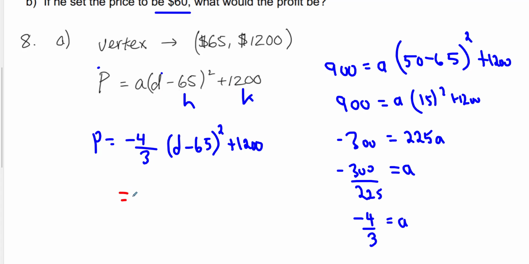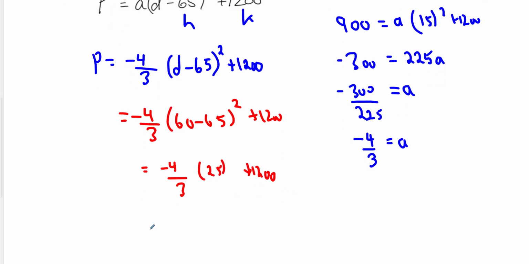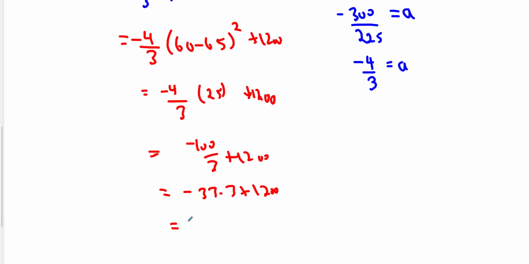And then if you set the price to 60, what would the profit be? You know how to do this now. 60 minus 65 squared plus 1200. That's obviously 5 squared, that's 25. So then just multiply the 25 by A, plus 1200. That's going to be negative 100 over 3, plus 1200. And we know that's negative 33.3 plus 1200. So you should get something like 1166.7, roughly speaking. Okay. All right, I think that's it.